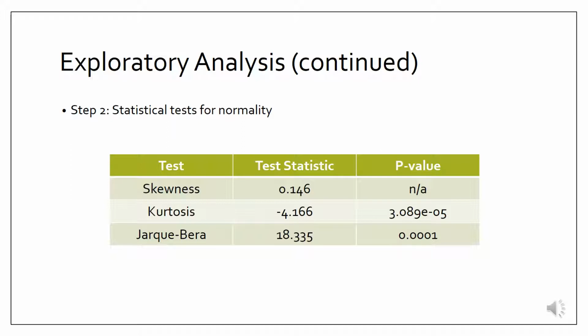Expanding on the visual assessment of normality, a series of statistical tests were also performed. These tests included a test for skewness, kurtosis, and the Jarque-Bera test for normality. For the kurtosis and Jarque-Bera tests, significance was determined at the 0.05 alpha level. In all cases, the results of the tests indicate non-normal data. Here, we see that the distribution is slightly right-skewed, has thin tails, and is not normal.